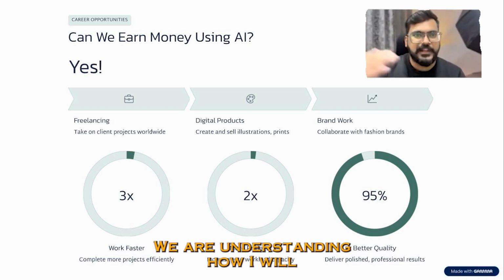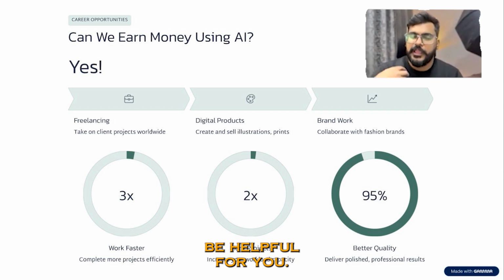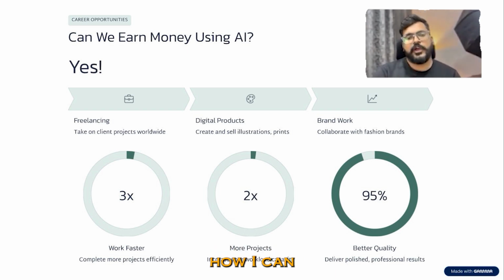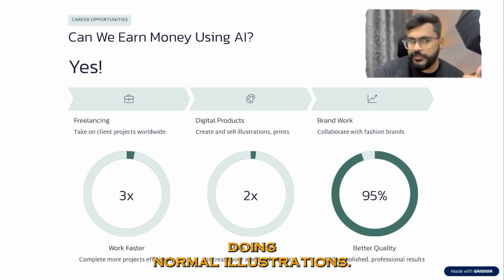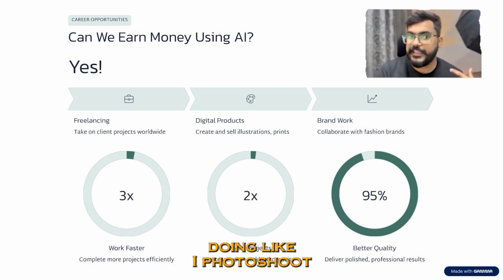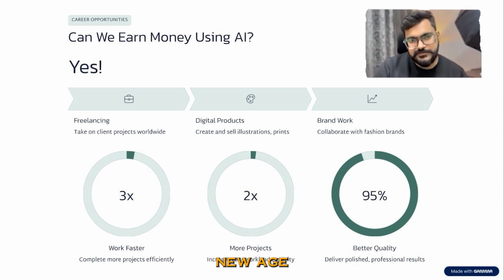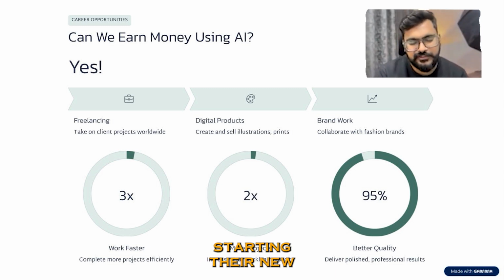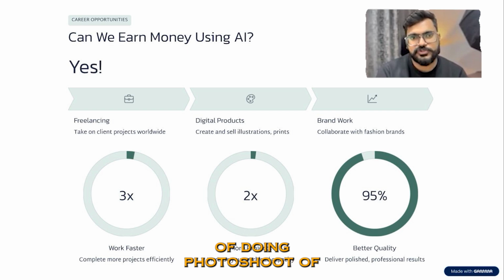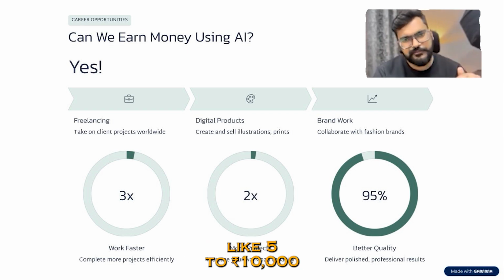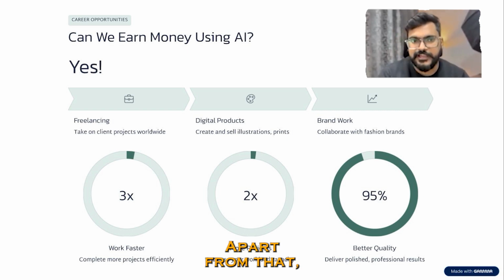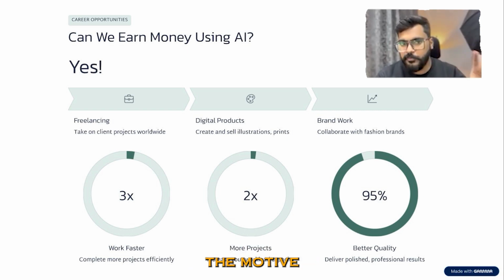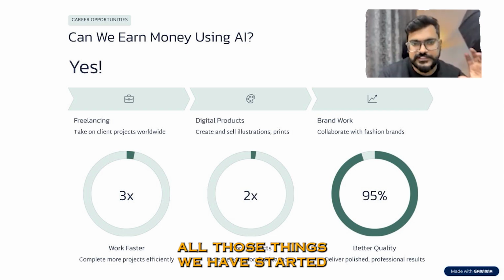We are understanding how AI will be helpful for you. Even I am also trying to explore how I can get opportunities through AI. We have figured out a few ways apart from doing normal illustrations. We have started doing AI photo shoots for brands. If there is a new age brand, for example, one or two students starting their new brand, they don't have a budget of 50,000 for a photo shoot. They come to us, they give us 5 to 10,000 rupees, and then we do photo shoots through AI. Apart from that, we help brands understand motif quality better, increasing the quality of motifs and image quality. All those things we have started working on.